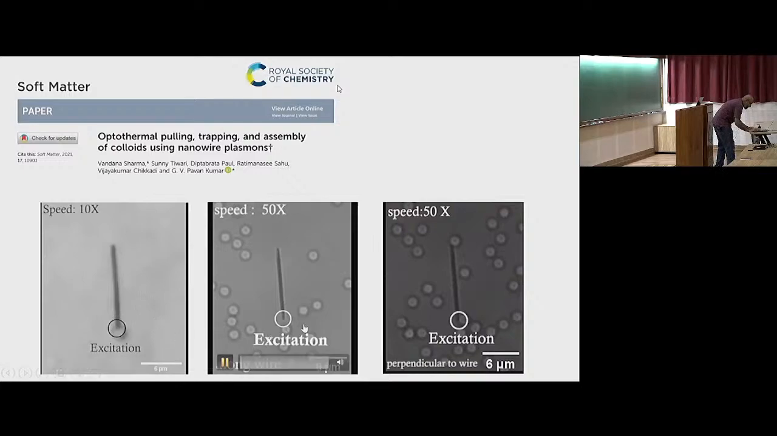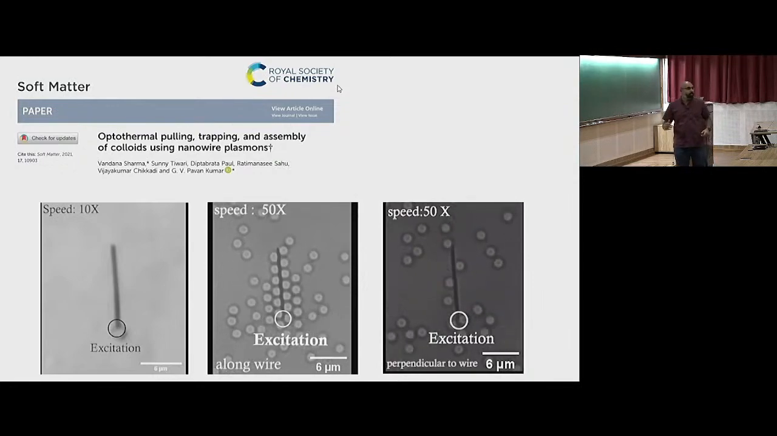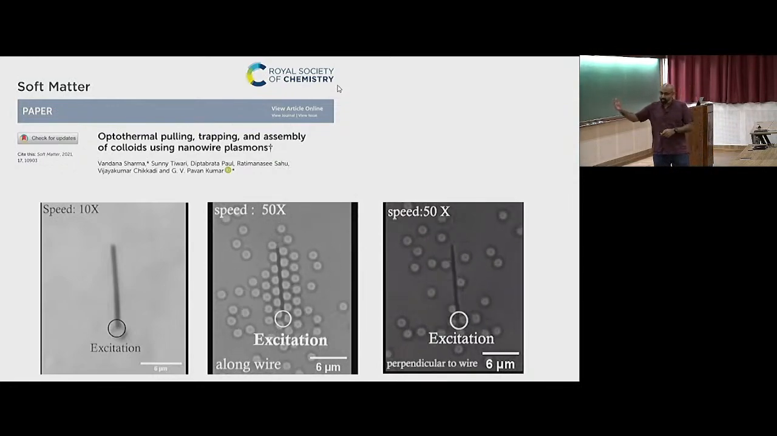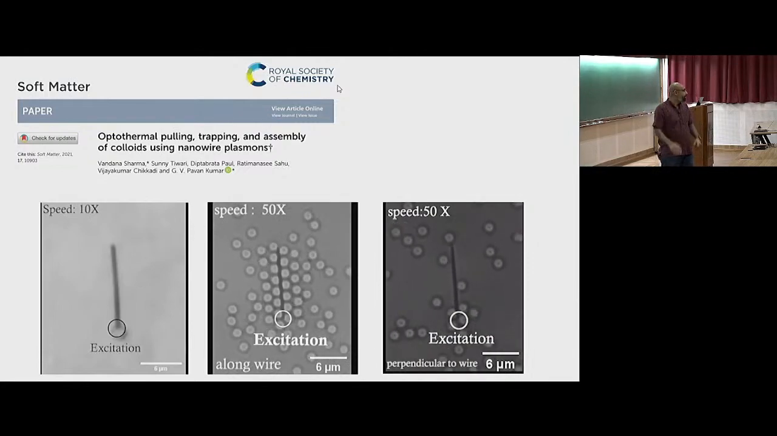You'll start observing crystals. When you have polarization along the length, you'll form two-dimensional crystals of colloids. And colloids are called big atoms in a particular limit. And you would be able to study a lot of interesting questions related to, let's say, aggregation and self-assembly, etc., triggered by the plasmon.